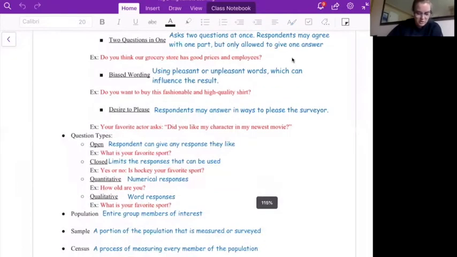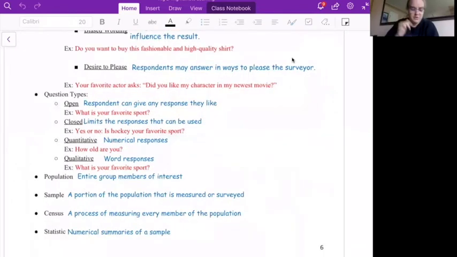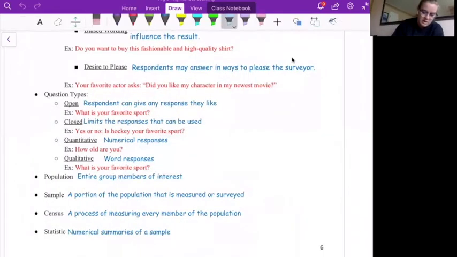Then there are also different types of questions. So we have open and closed. Basically, there are two different categories. It can either be open or closed, where the respondents can give any answer they like, or it limits the responses that can be used. So, what is your favorite sport? is open-ended, while a closed question is yes or no: is hockey your favorite sport? It's a closed answer. But then we also have another type, quantitative versus qualitative. Quantitative means that it's a numerical response, and qualitative means that it's a word response.